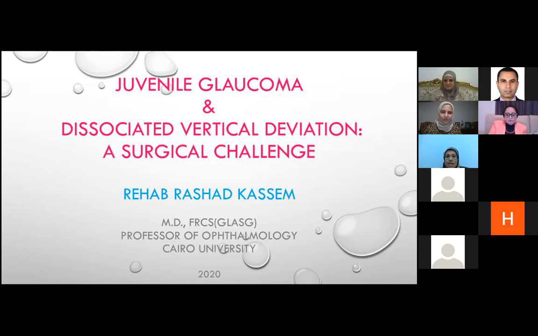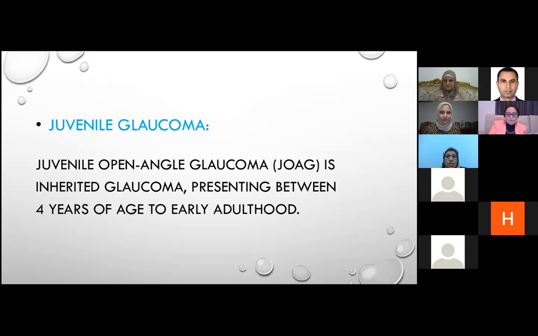I'm presenting a case of juvenile glaucoma which presented a surgical challenge for me. As an introduction, juvenile glaucoma is an inherited form of glaucoma presenting between 4 years of age to early adulthood. So it presents after the age where the globe can enlarge.